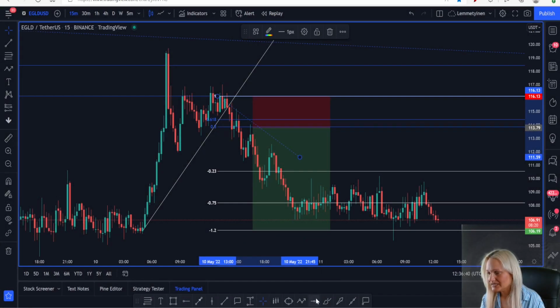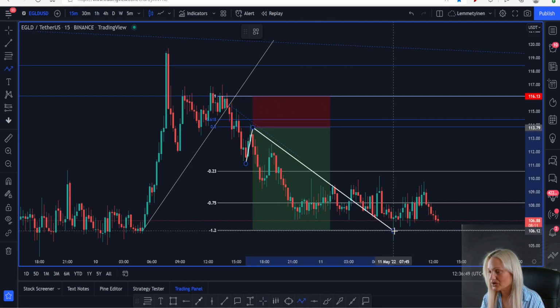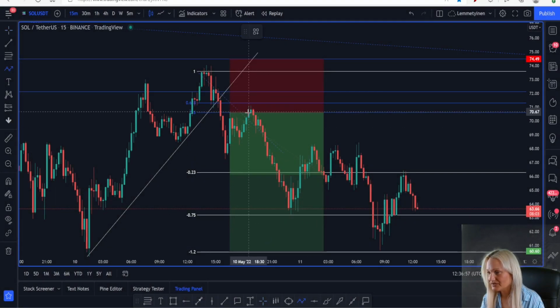Looking at EJLD, the same thing happened. We saw the market come back up and activate our trade at 113. This was also a super great trade. Looking at Solana, exact same thing. Can you see how perfectly the market came back up and activated?